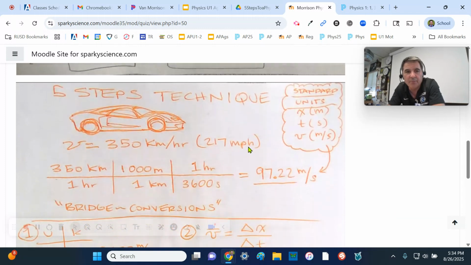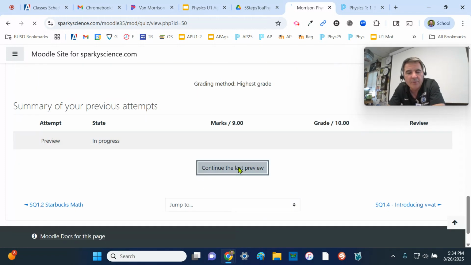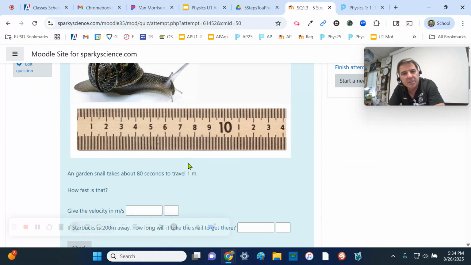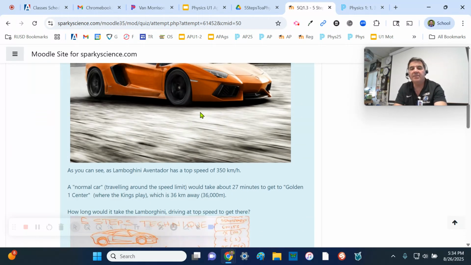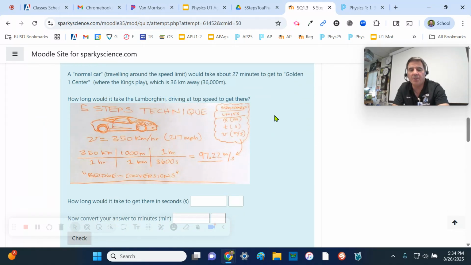Then the second one is about a Lamborghini. Ferraris and Lamborghinis are my favorite cars. Lamborghini's probably my favorite. Anyway, that's the Aventador, and its top speed is 350, which is 217 miles per hour. That doesn't help us too much because we need meters per second, so here I'm going to show you how to change it. You don't have to do that a lot in class, and technically you don't have to take notes on that one because I'm just showing you how it works. So it's 97.22 meters per second.